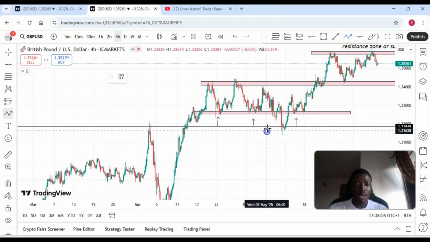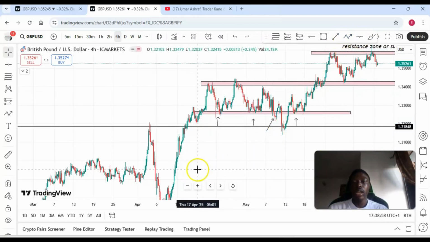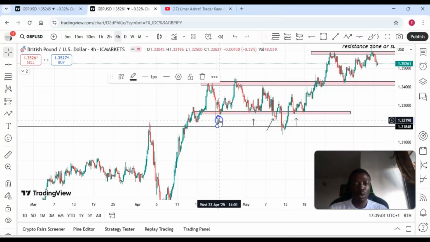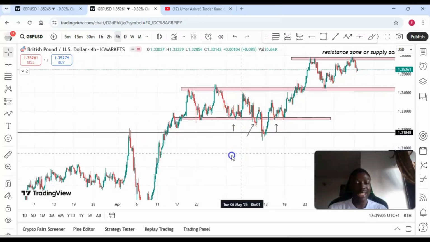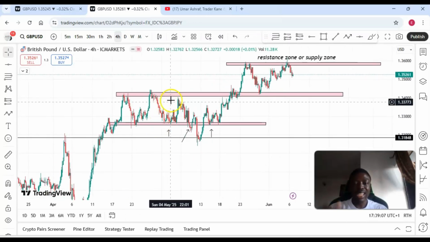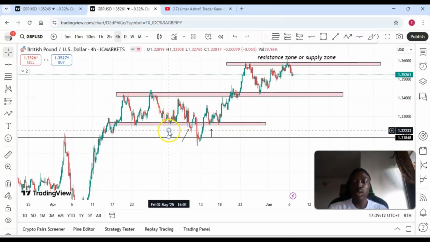We also have a reaction here, right? Price has been bouncing off this level. So this is a support level because it's down. Like I said, support is down, resistance is up. Support down, resistance up. So this is a support level.